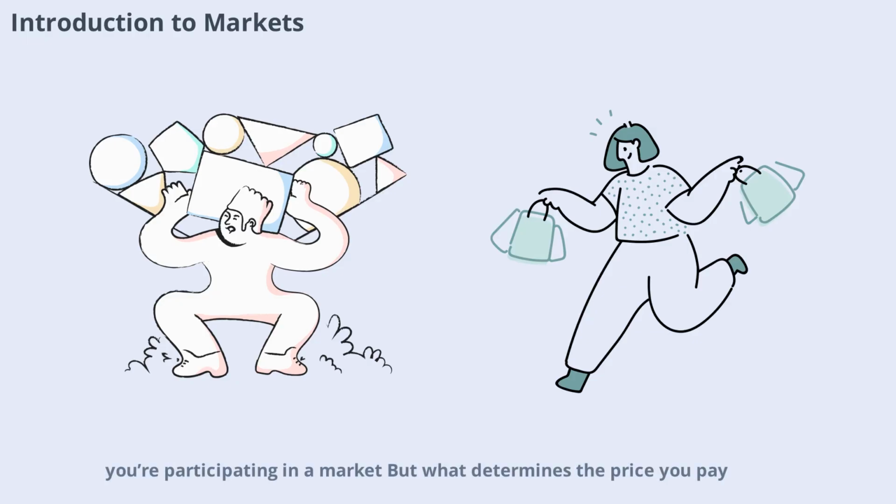But what determines the price you pay, and why do some products seem to always be available while others run out? The answer lies in the forces of supply and demand. In this video, we'll explore how these forces work together to create market equilibrium, the point where everyone gets what they want at a fair price. Let's start by understanding what supply and demand really mean.